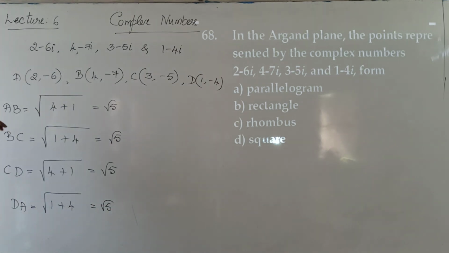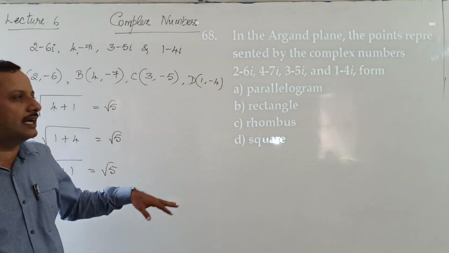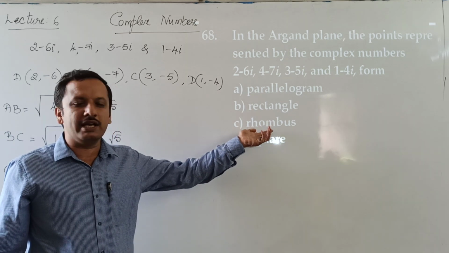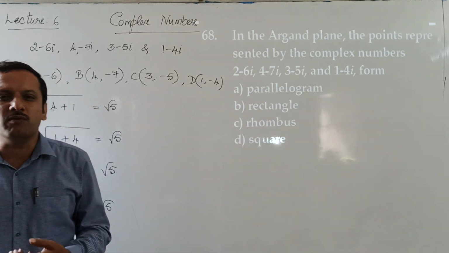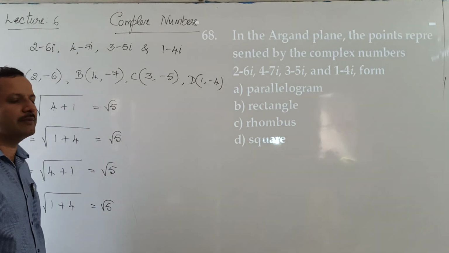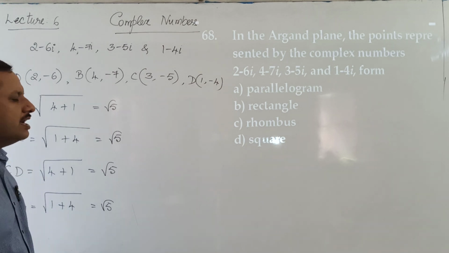Okay. So this suggests that all the 4 sides are equal. When all the 4 sides are equal, then that quadrilateral may be a square or it may be a rhombus also. So then what do we do? We will find the diagonals. If the diagonals are also equal, then they represent a square. If the diagonals are not equal, then it forms a rhombus.